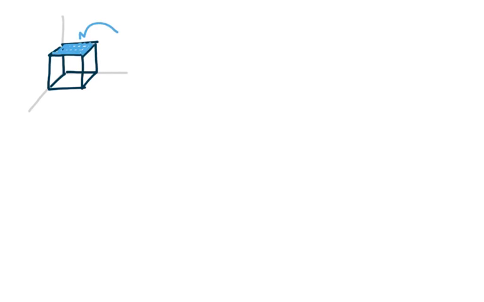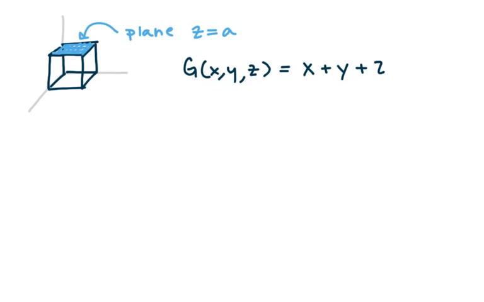And along the top, that is the plane z equals a. So the base was the plane z equals 0. Now we have the plane z equals a. So what does that do to our function? We have g of x, y, z. Originally that was equal to x plus y plus z. But now we're going to have g of x, y, a. So that's x plus y plus a.